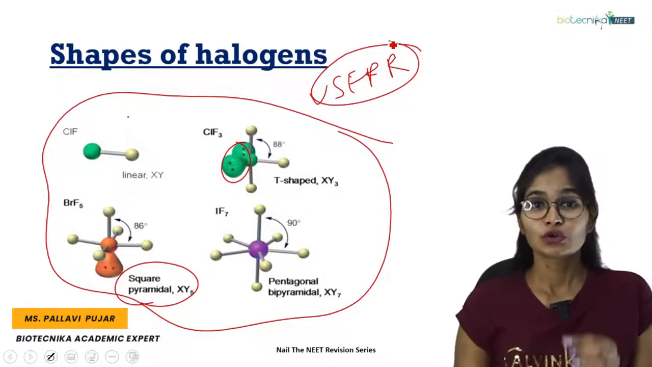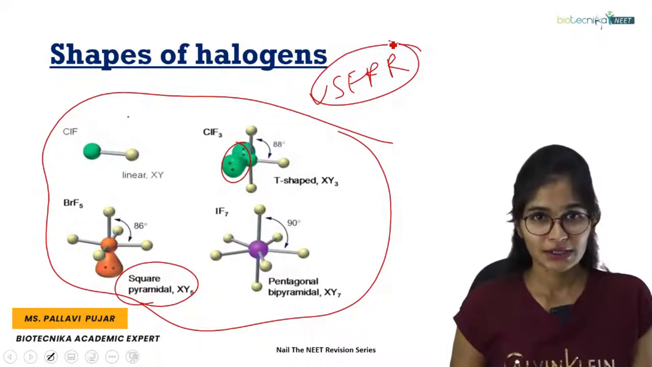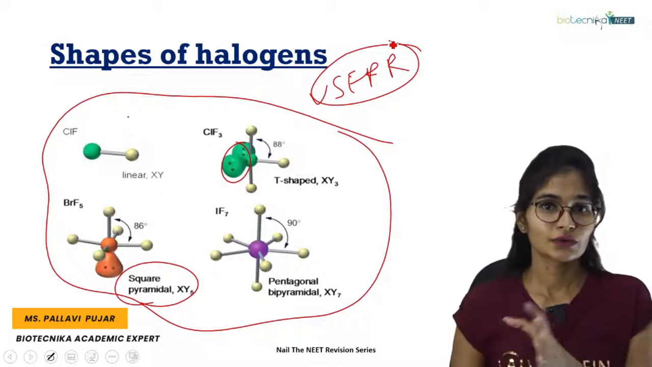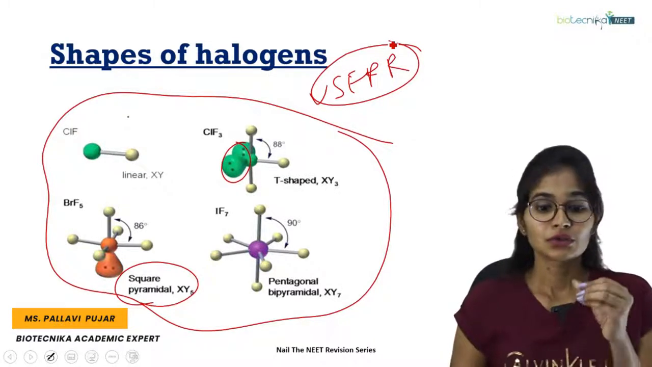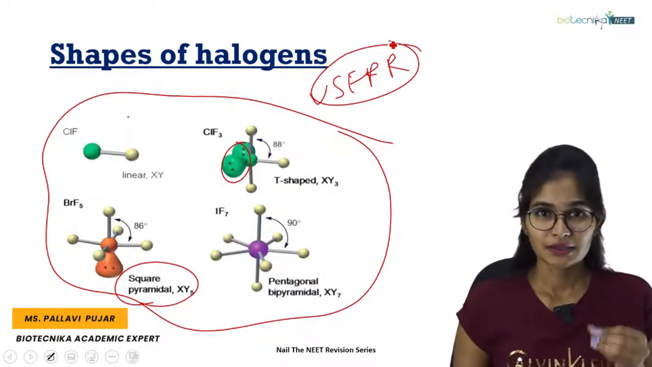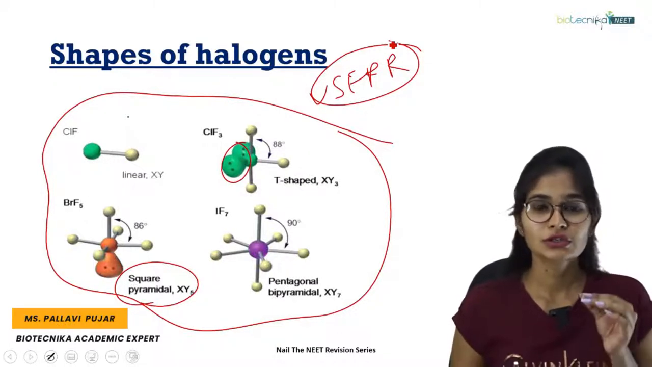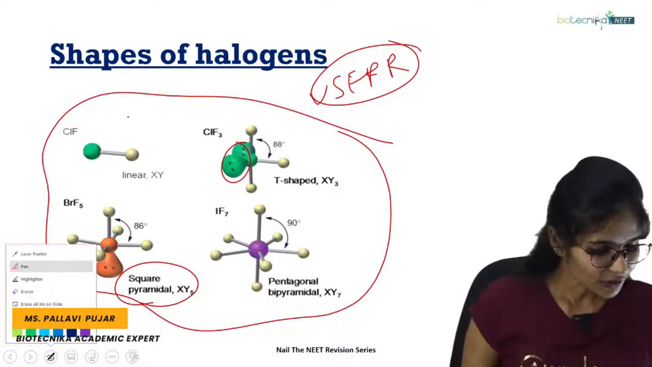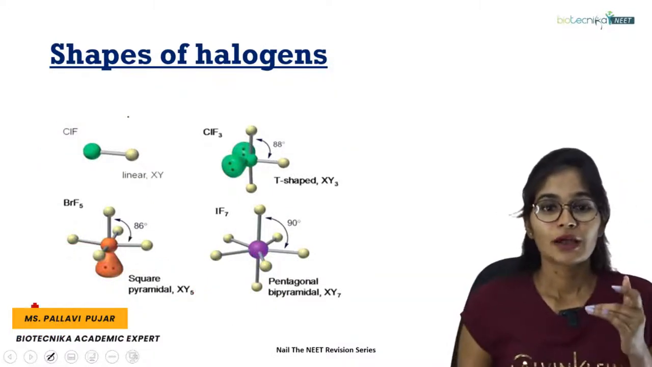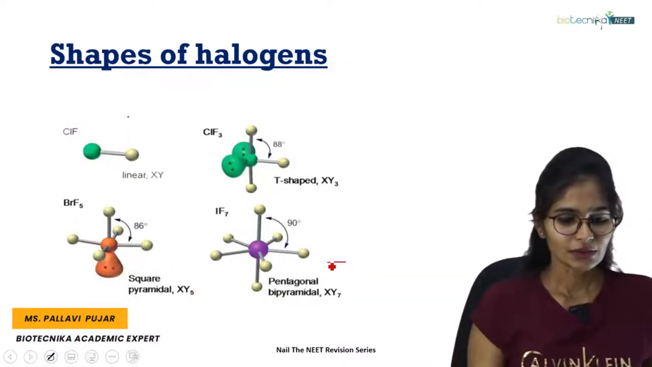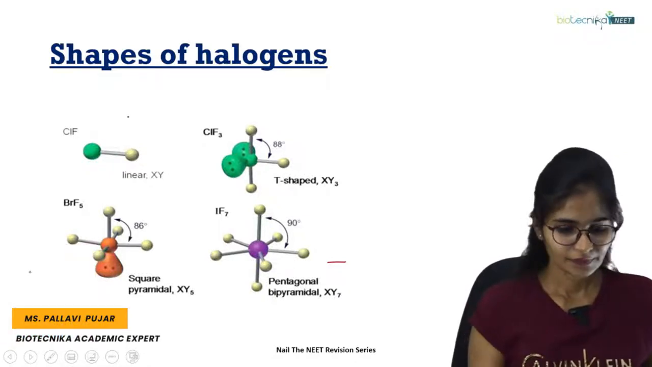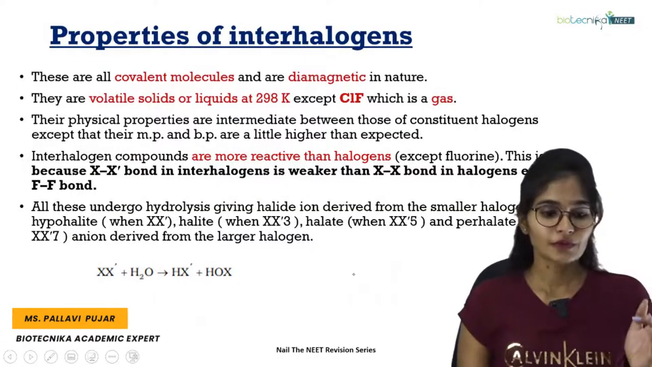In group 18 also, you may have studied XeO2F2. There you apply the same VSEPR theory to determine the geometry of each and every molecule. So these are the shapes of interhalogens. Now coming to the next part, the properties of interhalogens.